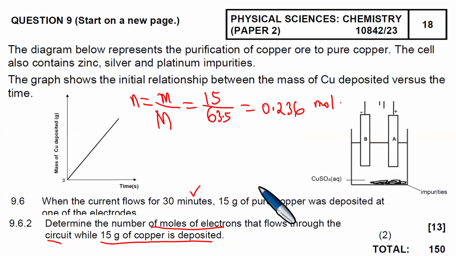So you come here. We said copper releases copper 2 plus and 2 electrons.